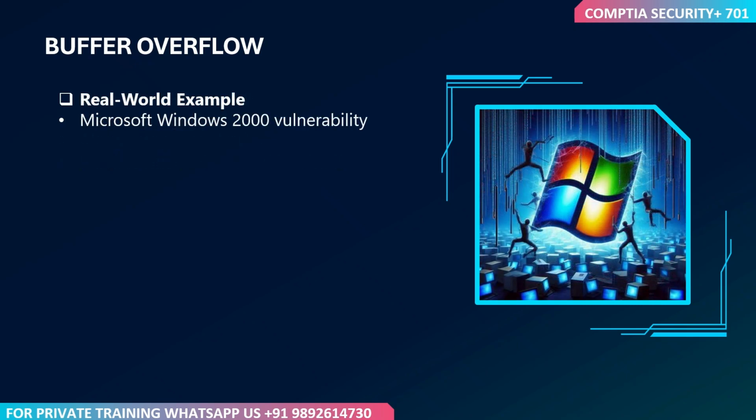Now let's look at a real-world example. One of the most famous buffer overflow vulnerabilities was in the Microsoft Windows 2000 operating system. Hackers discovered a way to overflow a buffer, allowing them to take control of computers remotely, and this led to massive cyber attacks affecting systems worldwide. It's a perfect example of why buffer overflow isn't just a coding mistake. It can have real and serious consequences.